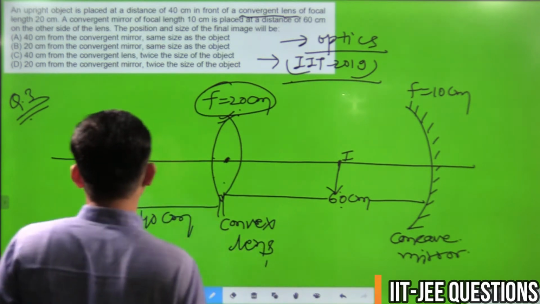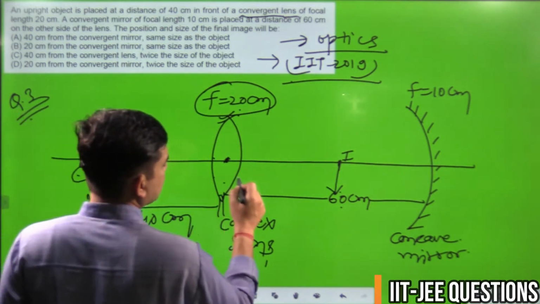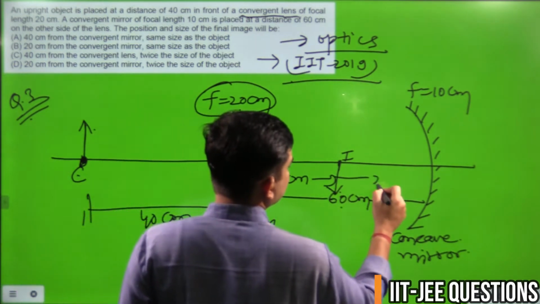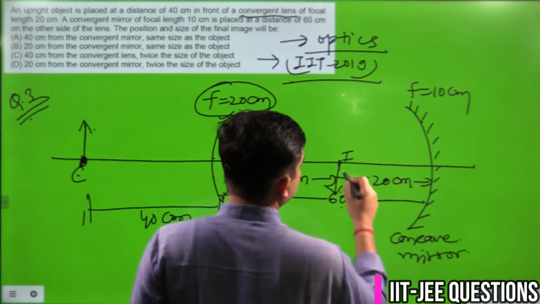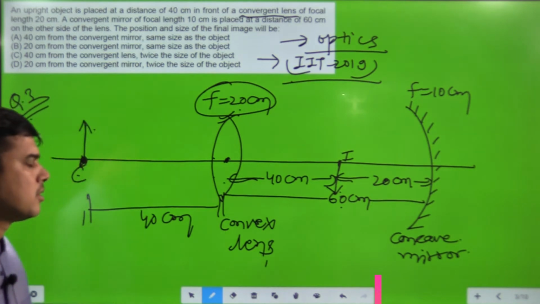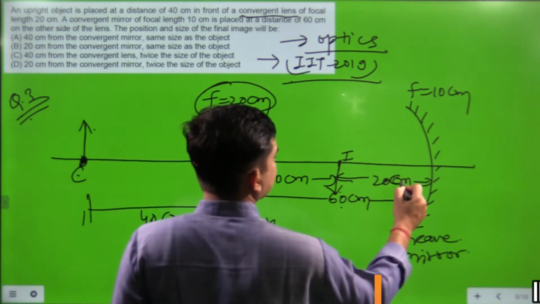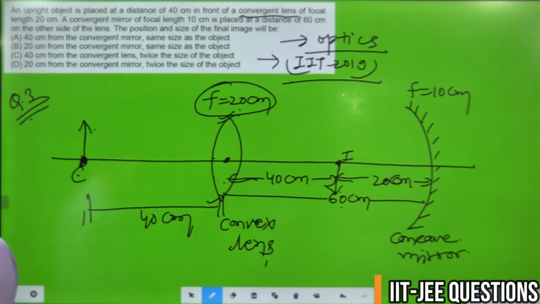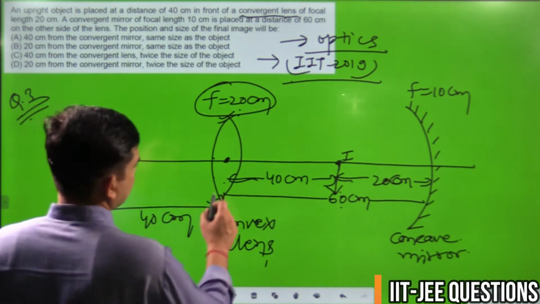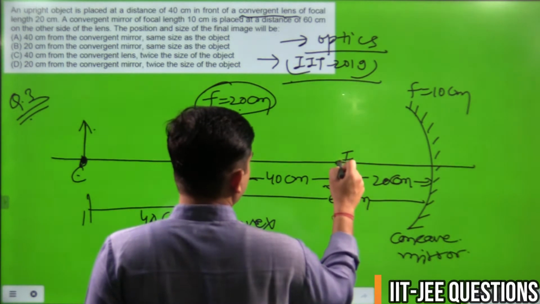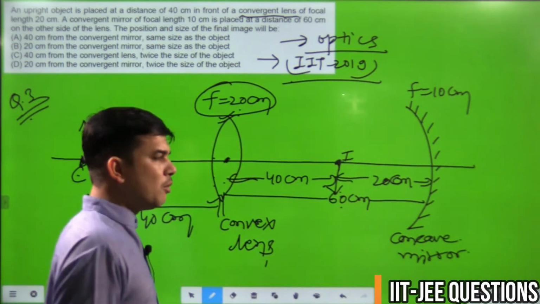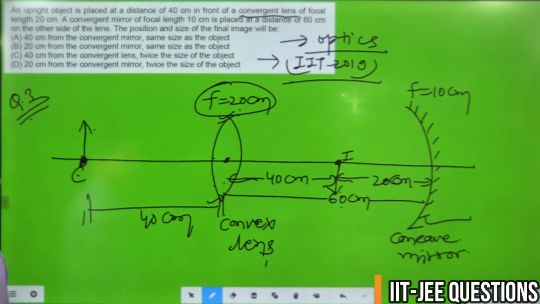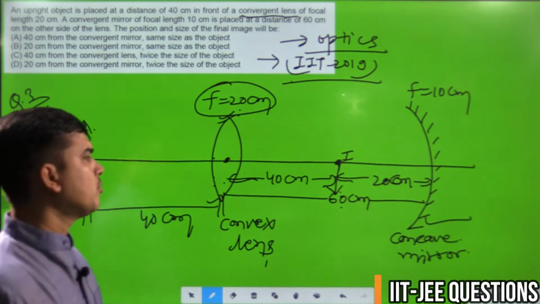Is the image formed at 40 centimeter? It means the remaining distance is 20 centimeter. Got it? It's 20 centimeter. The first image will form due to this convex lens at 40 centimeter, and now this image is the object for the concave mirror.